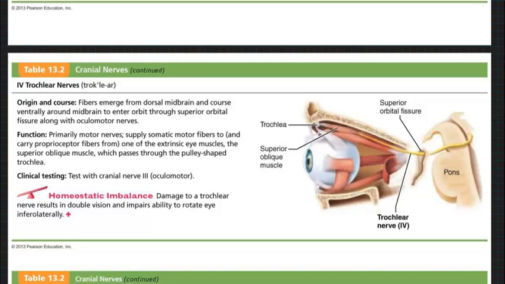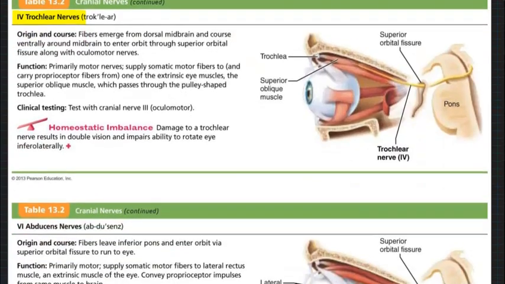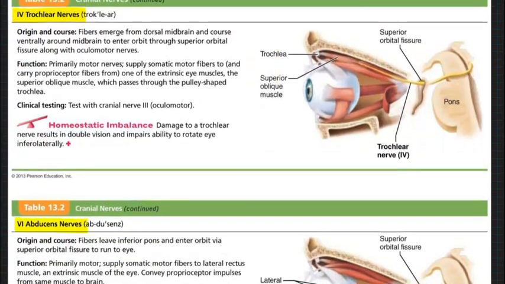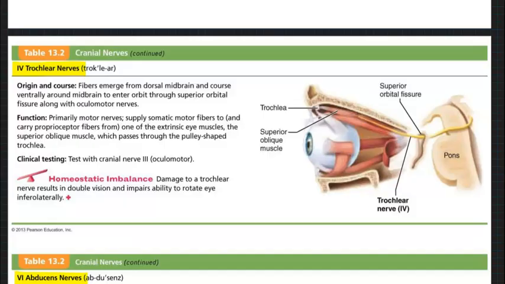Now, two more nerves that move your eye. It's the fourth, trochlear, and the sixth, abducens. I deliberately put them next to the oculomotor. Oculomotor, trochlear, and abducens are the nerves responsible for eye movement. Okay? Now, follow what I highlight.